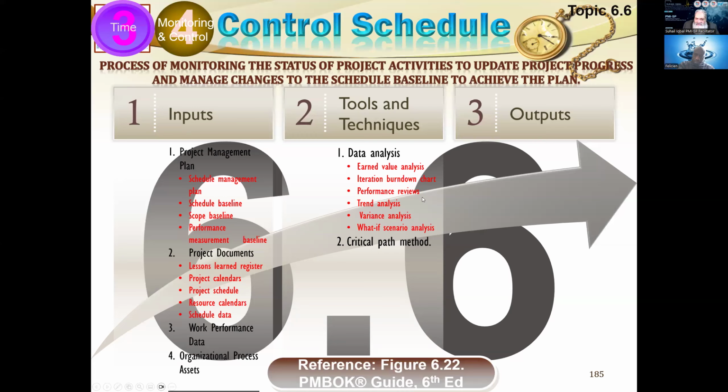Anyways, the performance reviews are there, trend analysis, variance analysis, what-if scenario analysis. We have talked about all of them already. Critical path method also, we had a very deliberate discussion on that. Project management information system will also be a tool here because this is where we archive our data in a computer system. And resource optimization, resource leveling, using leads and lags, schedule compression, all of these techniques will be used for recalculation of the whole schedule and rebaselining purposes.